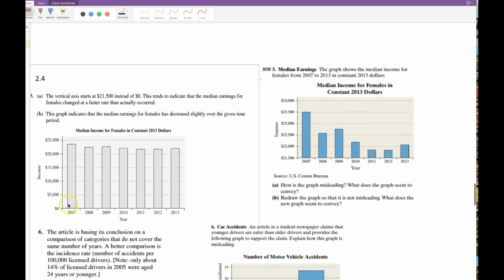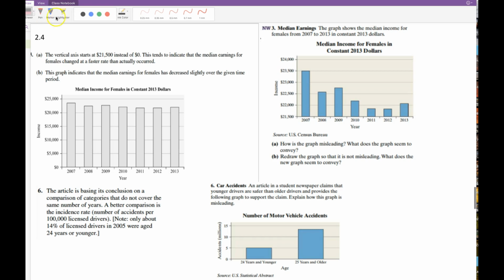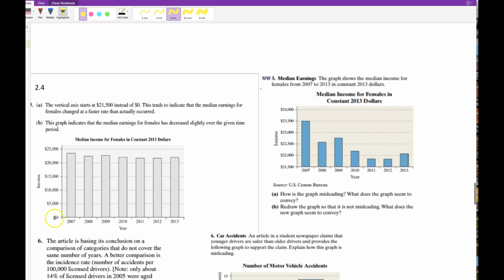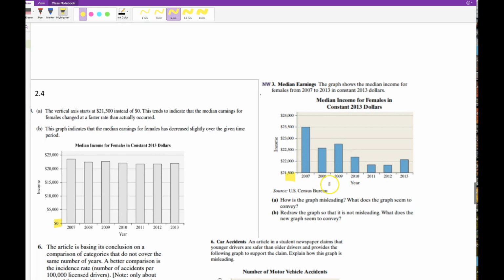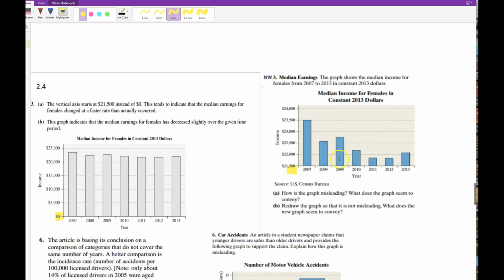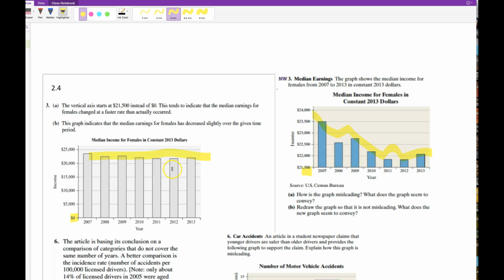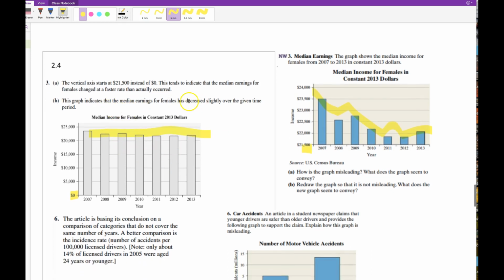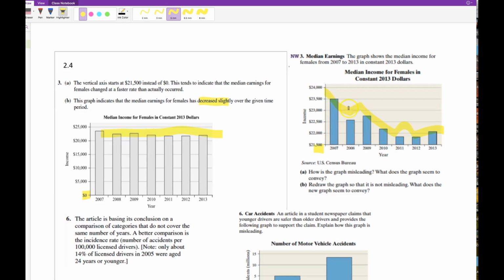It is because of the fact that looking right here, let me highlight it for us, there is no 0 in the y-axis, so that's a misleading graph. And right here is the answer. It tends to indicate the median earnings for females change at a faster rate than they actually occurred, because if you include the 0, you see it's kind of flat right here, versus here it looks like you have more change. And so you can see the good graph here looks like a decrease slightly over time, versus this one like a big drop.